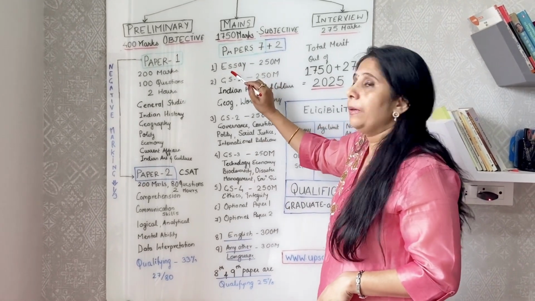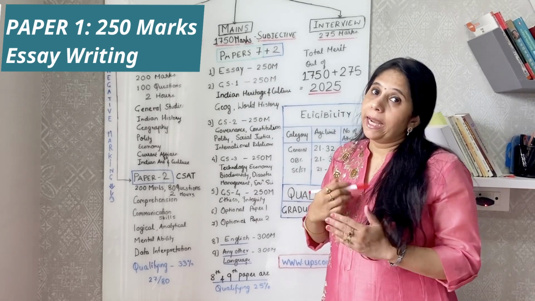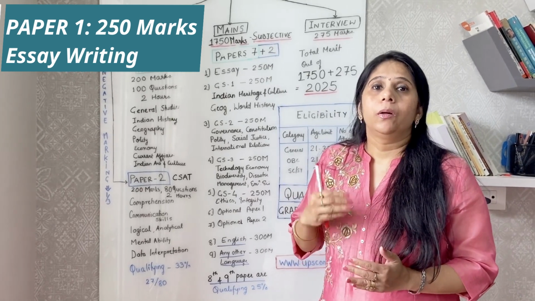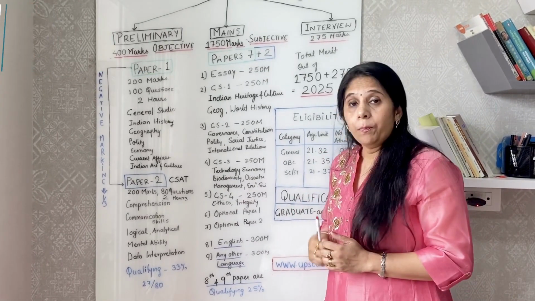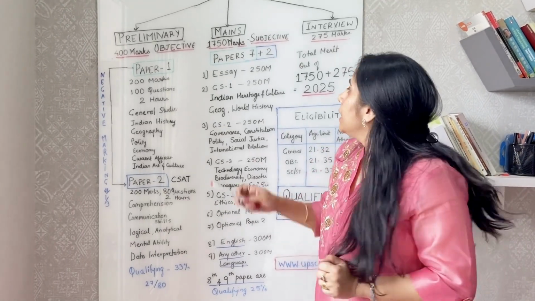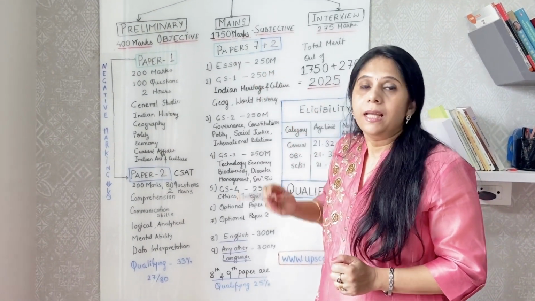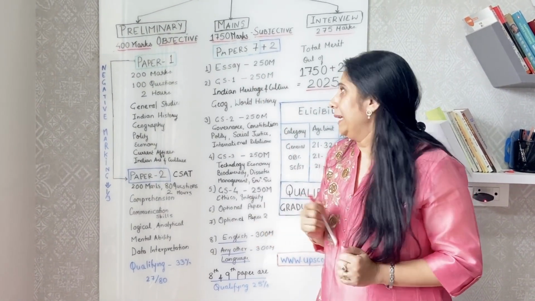Of the 7 papers, paper 1 would be essay, 250 marks of essay writing. Your writing skills are going to play a crucial role here. Improve on your writing skills. See the previous question papers. See the themes on which essay topics have been selected. Start preparing along those lines.